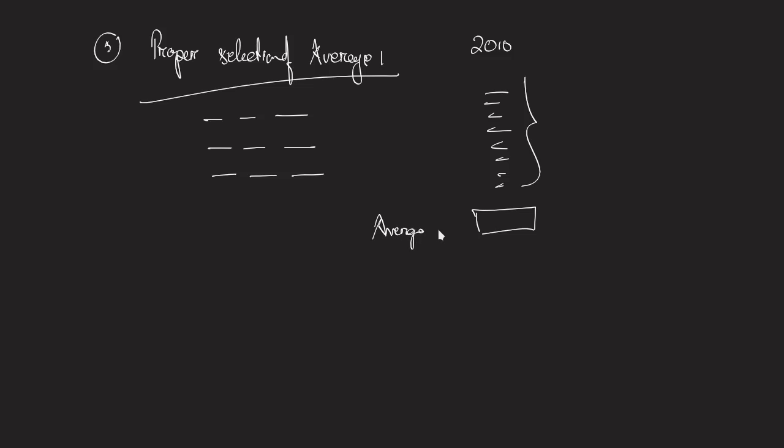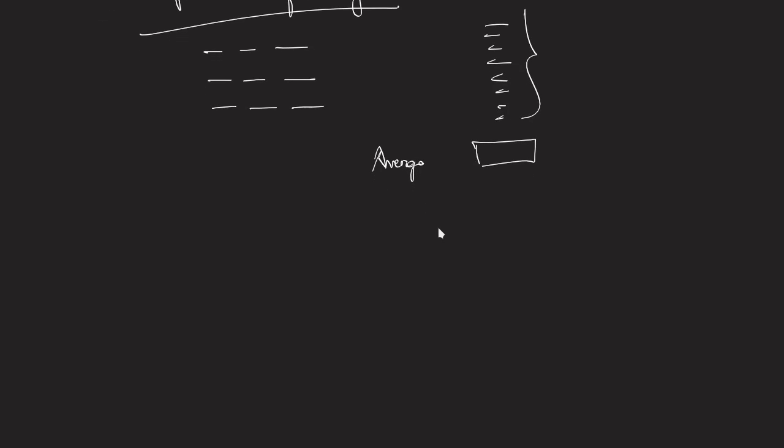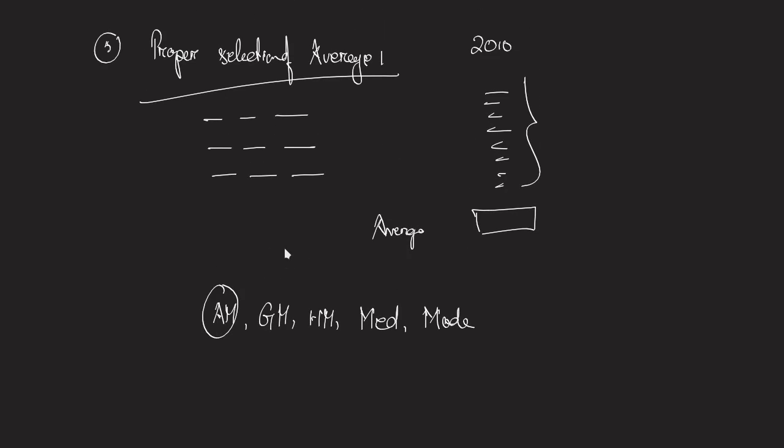Central tendency is a measure of average, right? So the central tendency answer can be arithmetic mean, geometric mean, harmonic mean, median, or mode, right? So these five are your ways of calculating average. So for your purpose, which average will be best, or in this scenario which will be best, you will have to appropriately select, right?